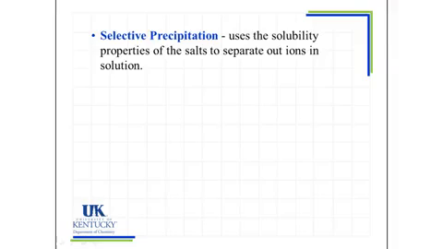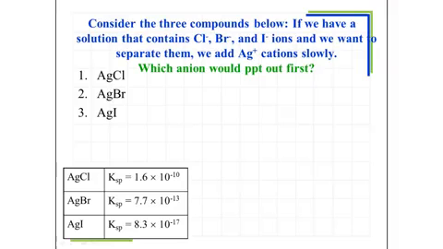Now we're going to utilize this concept of precipitation to talk about selective precipitation. And it's going to use the different solubility properties of salts to separate out ions from solution. Let's start by considering this. You're going to look at this solution, and I have added some chloride ions, bromide ions, and iodide ions. Now, of course, there's going to also be some kind of cation in there, but maybe it's sodium chloride, sodium bromide, and sodium iodide that I've dissolved into a solution.